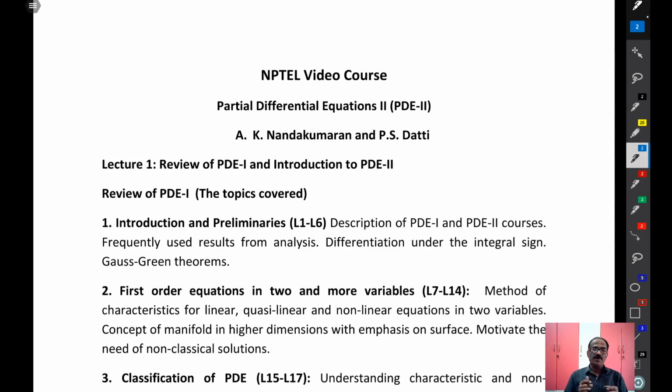Before attempting to take this course, we strongly advise you to go through the course PDE1. On the other hand, if you are already familiar with PDE1, you may directly look into this course. It's not really an advanced course, but it's a first course. PDE1 and PDE2 together consist of one full semester course.